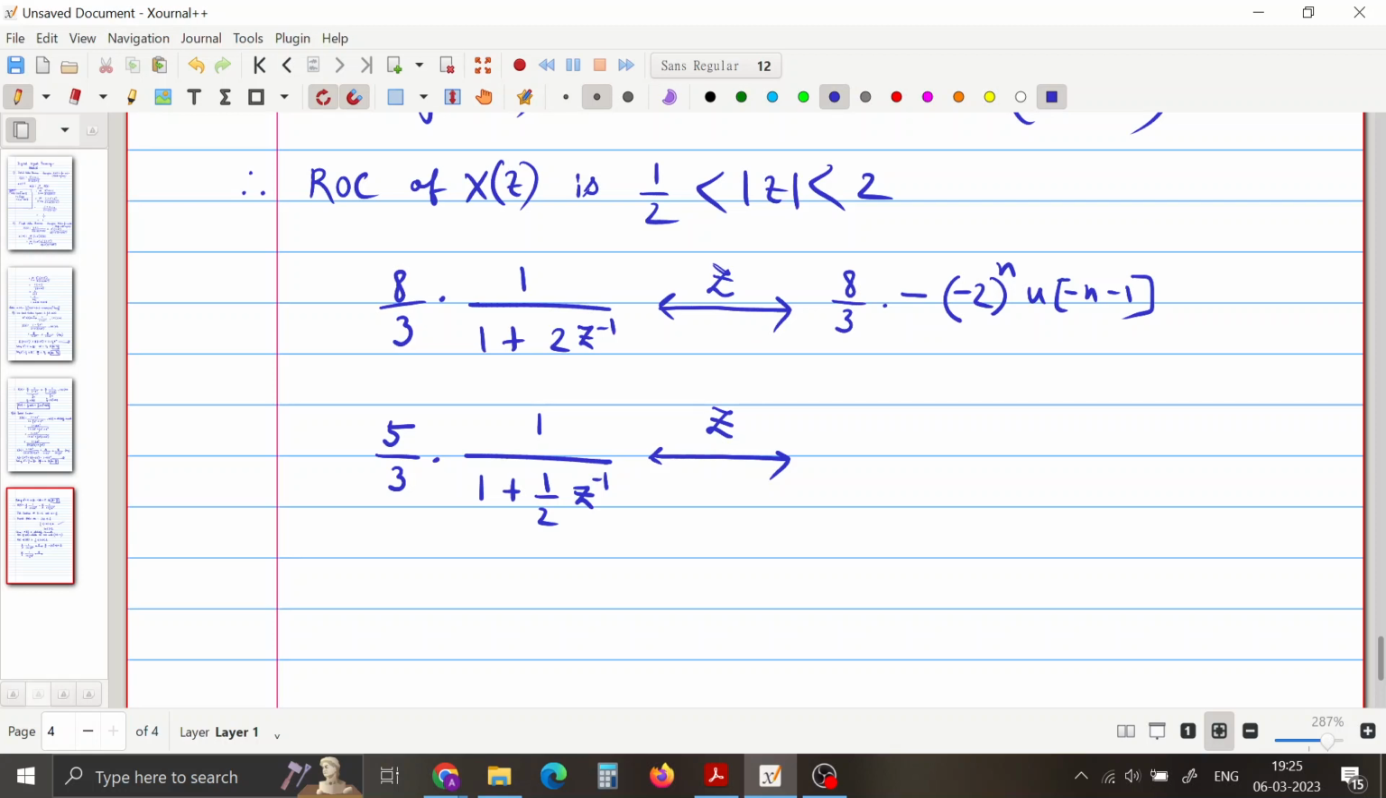So the corresponding time domain sequence for this part of x of z is a causal sequence. If you take its inverse Z transform, it will be of the form a power n u of n. Previously we had minus a power n u of minus n minus 1 for the first term, but since this is a causal component, it will have a power n u of n form. So a is minus half, and the constant factor is present as it is, 5 by 3 times minus half to the power n u of n. Now we just use linearity and add these two terms, that's it.